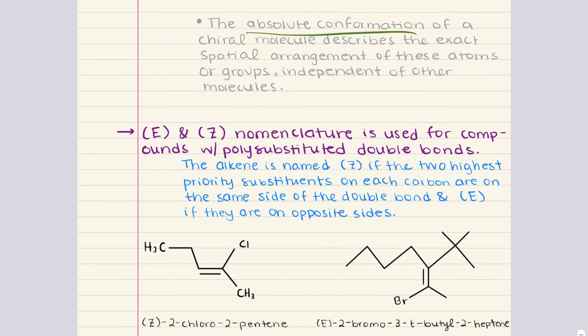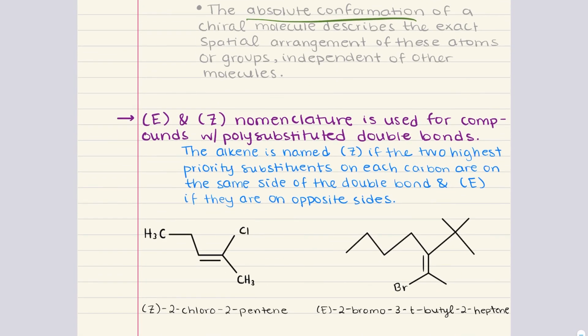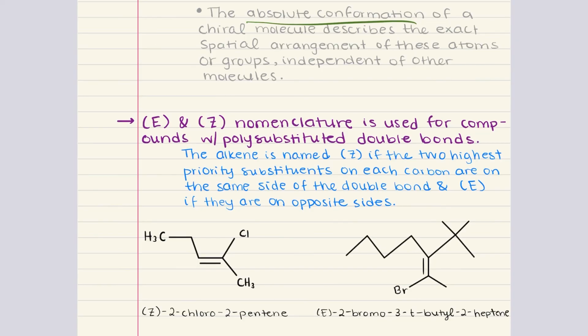From here, we shift to E and Z nomenclature, which is used for compounds with polysubstituted double bonds. These labels are going to help describe the arrangement of substituents around a double bond in alkenes. So here's how it works. First, we want to identify the 2 substituents attached to each carbon of the double bond and assign priorities to them based on atomic number.